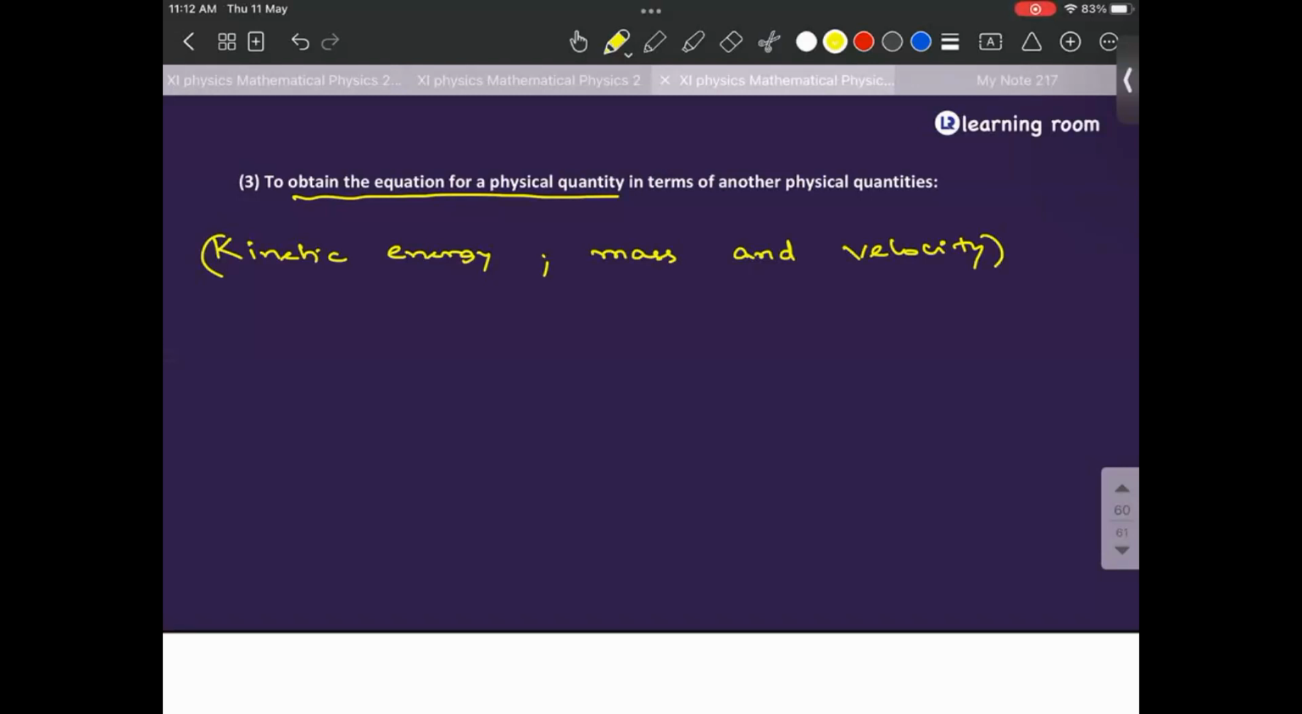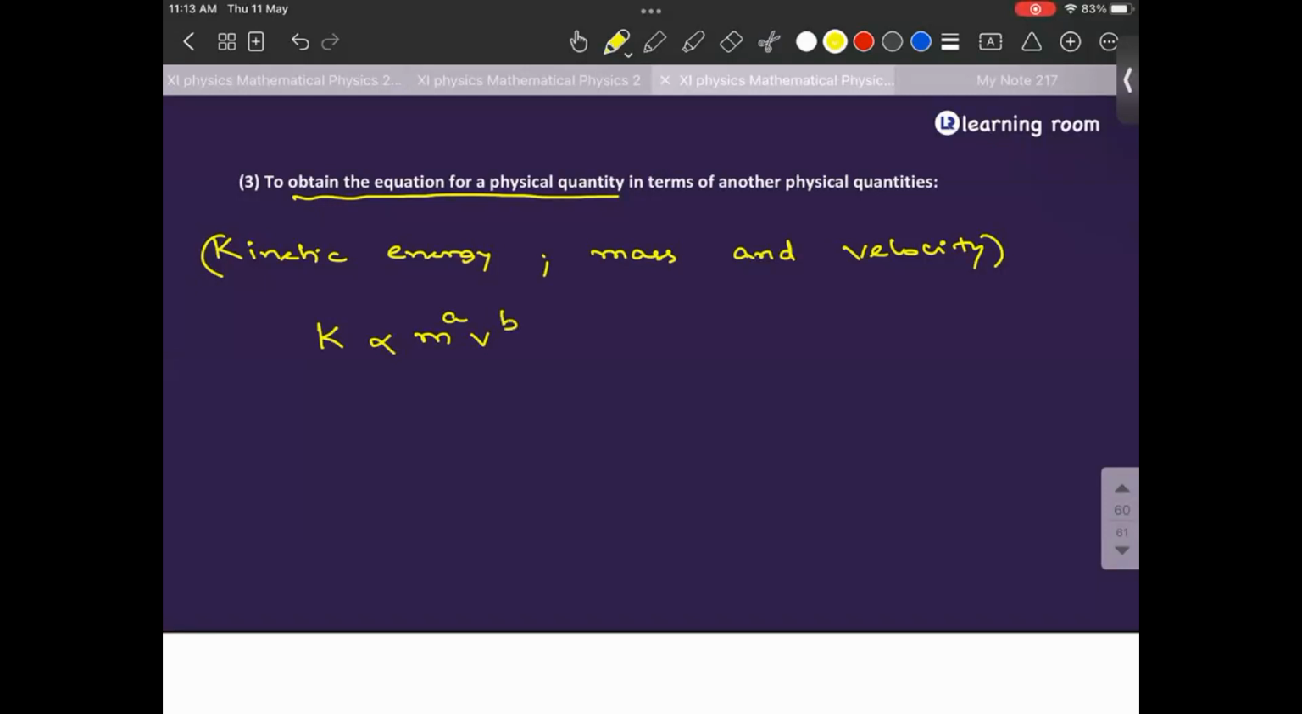If I put a statement like this, then all that you need to do is find the relation between kinetic energy, meaning my kinetic energy should be on the left-hand side, and mass and velocity should be on the right-hand side. But the challenge here is, I don't know how many times my kinetic energy depends on mass and how many times it depends on velocity. So what I will do is, I will say K is directly proportional to m power a, because I don't know what that exponent is, and v power b.